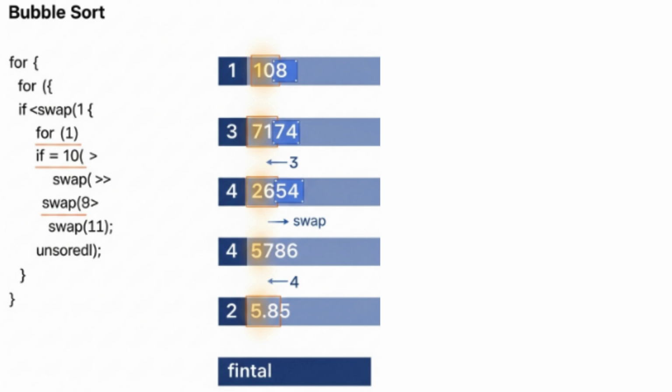Pseudocode. Loop through the array n times, where n is the size. In each iteration, compare adjacent elements. If the current element is greater than the next one, swap them. After each pass, the largest unsorted element moves to the end. Repeats until the array is sorted.